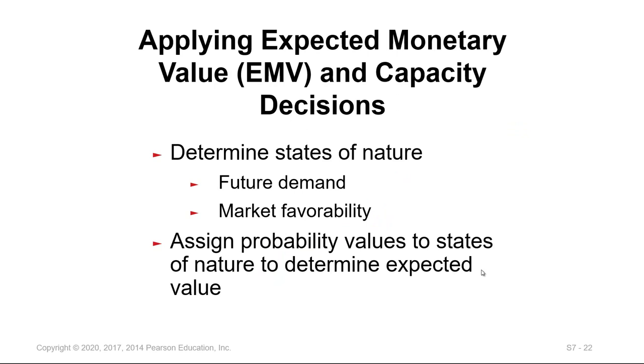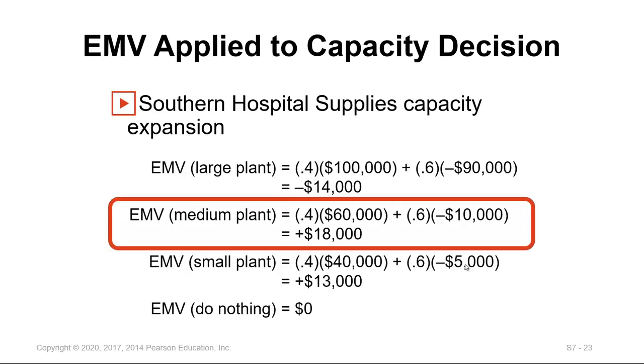Another method to determine the capacity and the decision of expansion is to apply the expected monetary value and compare alternatives. To do that, we need to determine the future demand and market favorability. Then we assign probability values to demands and sales and calculate the expected value for each option. This slide shows an example of selecting the expansion option based on the calculated expected monetary values.